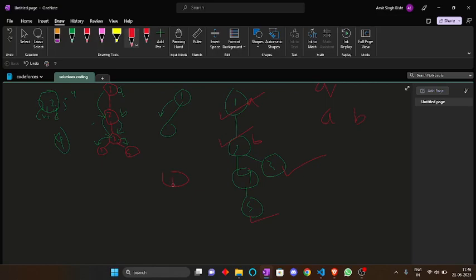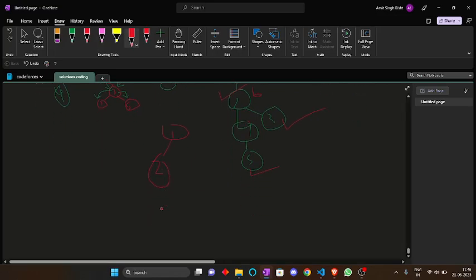From one there should be only one possibility. It can go to two. From two there are two possibilities: either it can go to three, or it can go to four. Let's assume we go to four. When we go to four, there is only one possibility, it goes to five. So now it is in a leaf node. From a leaf node, it can't go anywhere.